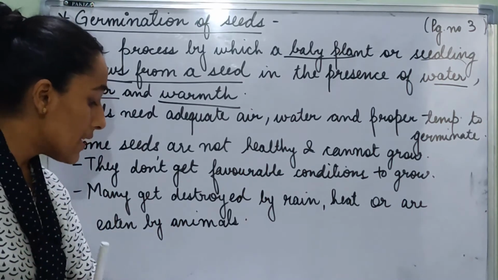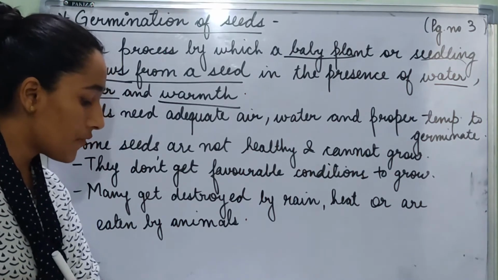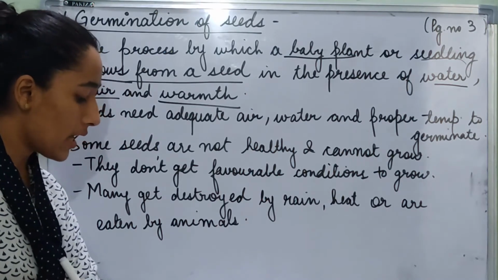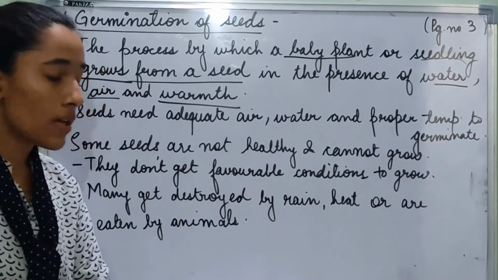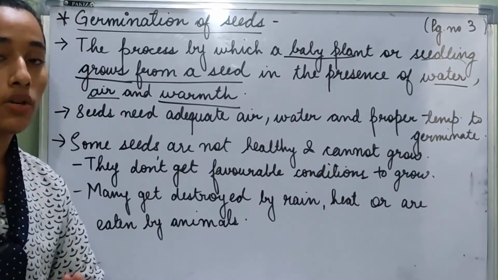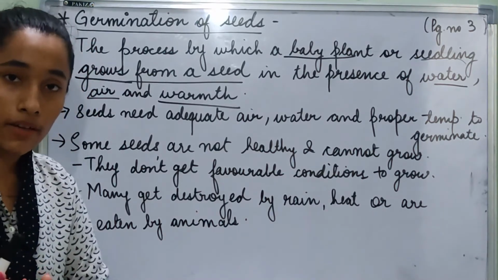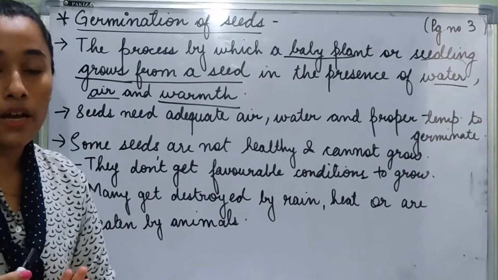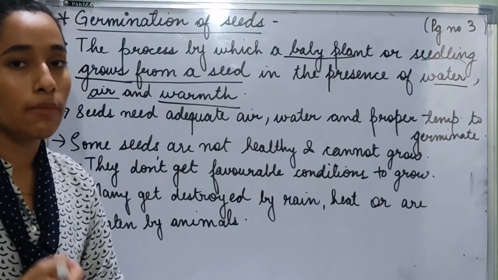Some seeds are not healthy and cannot grow. Some seeds do not get favorable conditions to grow into adult plants. Many seeds get destroyed by rain, heat or are eaten by animals such as mice and birds. But why can they not grow? Because they are not healthy, and sometimes because of unfavorable weather conditions, sometimes they get eaten by animals, sometimes because of flood or rain or very extreme weather. So seeds are not able to grow.